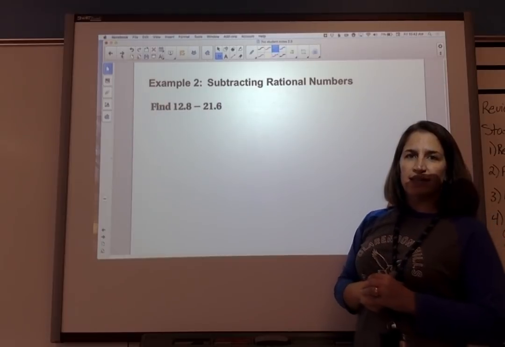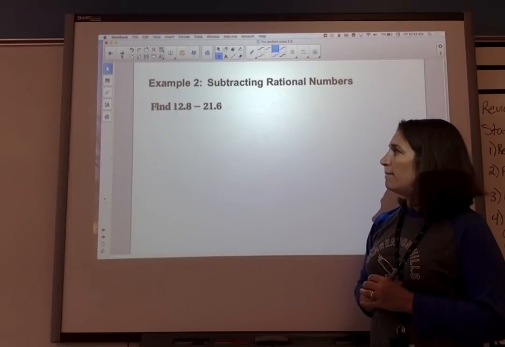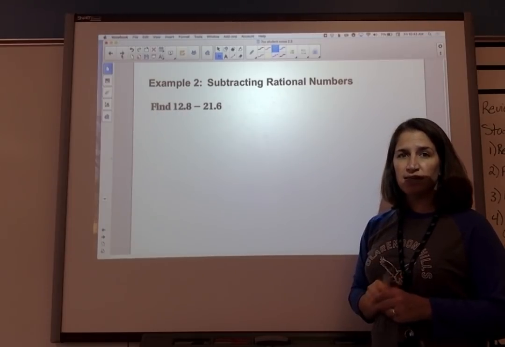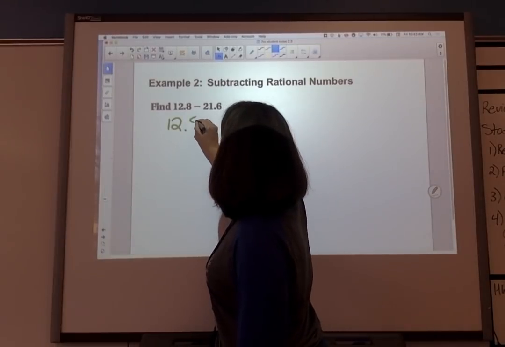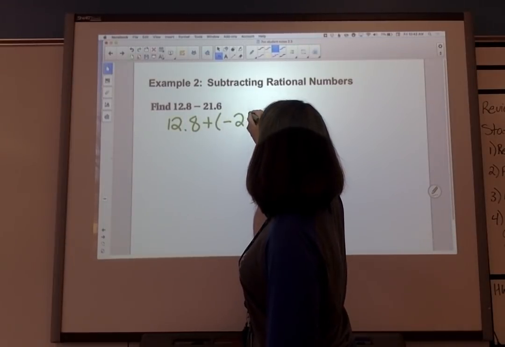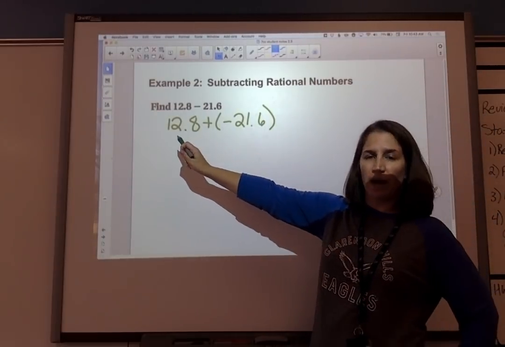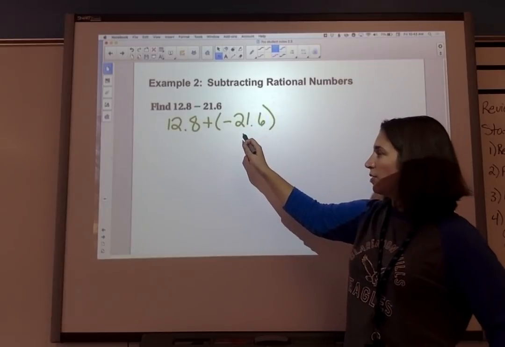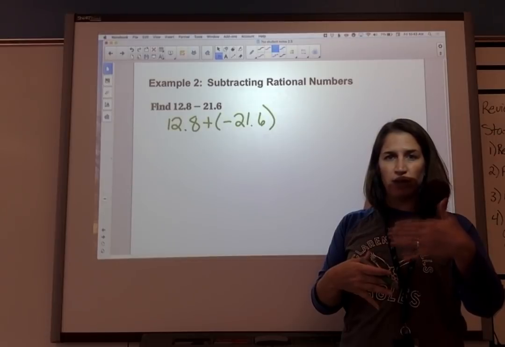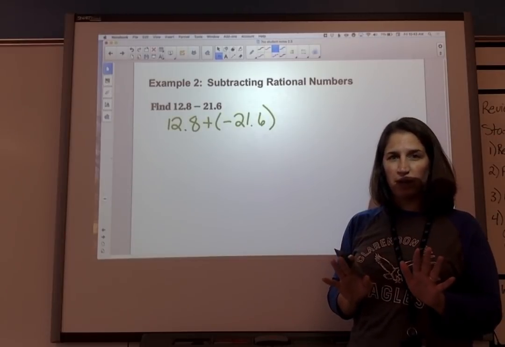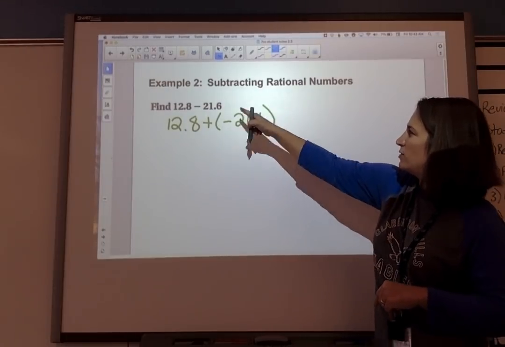Let's go ahead and look at this example where we have decimals. Here we have 12.8 minus 21.6. Let's go ahead and rewrite this as an addition problem. 12.8 plus negative 21.6. All right, so here we have, again, a positive rational number and a negative rational number. We're going to subtract the larger absolute value minus the smaller absolute value. So we're not worrying about which one is positive and which one is negative for now. The larger absolute value is negative 21.6.